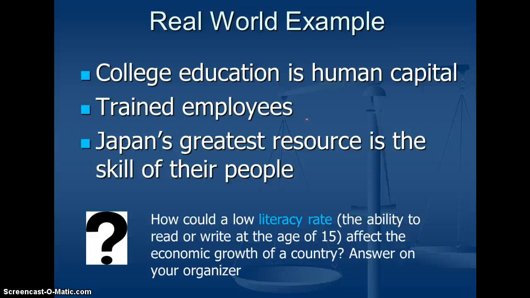And so in order to be successful, they've had to really think outside the box, and how they've done that is educate their people, and they're very highly specialized and trained, and that's how they make their money in more service-oriented industries. The lower your literacy rate is, and we look down here to literacy rate, and it's the ability to read and write at the age of 15, it affects your economic growth. The more educated your people are, the higher standard of living and the quality of life improves.